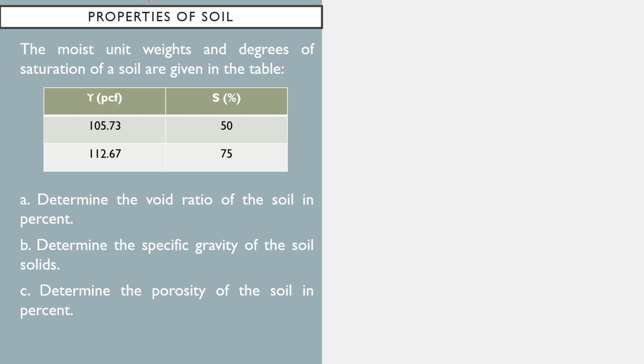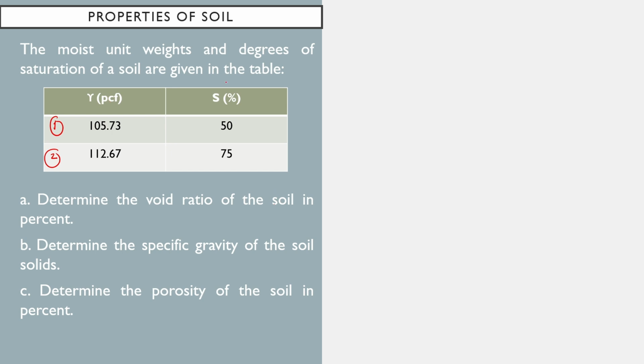So yung unang soil, yung moist unit weight niya is 105.73. Ayan. Yan yung unang soil natin. So 105.73 and then meron siyang degree of saturation na 50%. And then yung second soil natin, yung moist unit weight niya is 112.67 and then yung degree of saturation niya is 75%. Ngayon, pinapahanap sa atin yung void ratio, specific gravity, and then porosity ng soil natin.